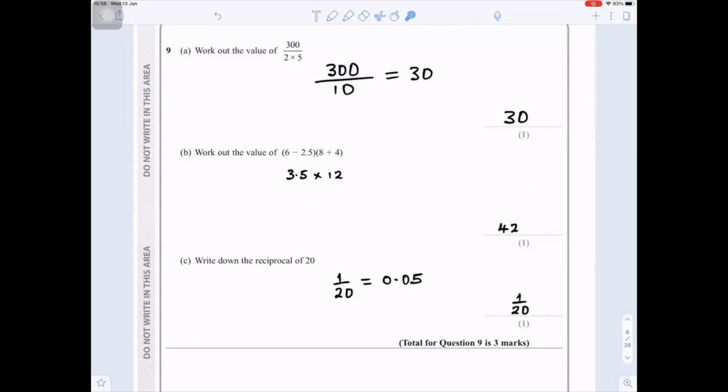Part C, write down the reciprocal of 20. Reciprocal means 1 over the number. So that means 1 over 20. And 1 over 20 is 0.05. Or you can leave it as 1 over 20.